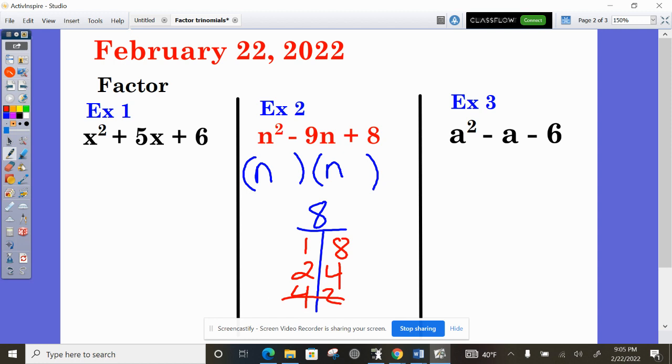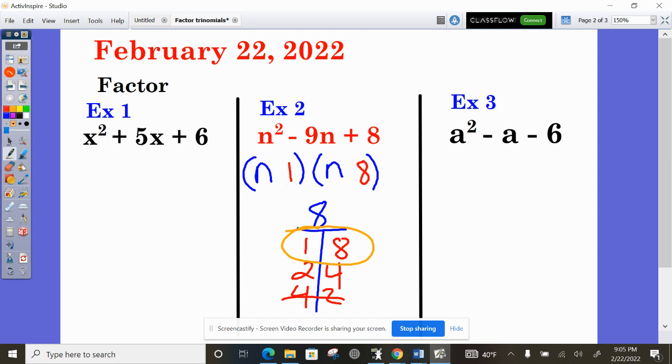So the next question we have to ask ourselves is, which of those pairs would give me a total of 9, which is my b value? So which one will give me a 9? The only one that would work would be 1 and 8. If we add 1 and 8, I will get a 9. So I'm going to put a number 1 here, and I'm going to put an 8 here.